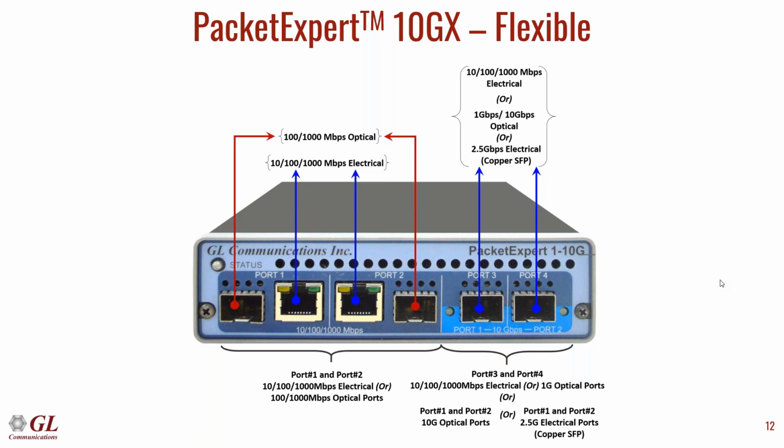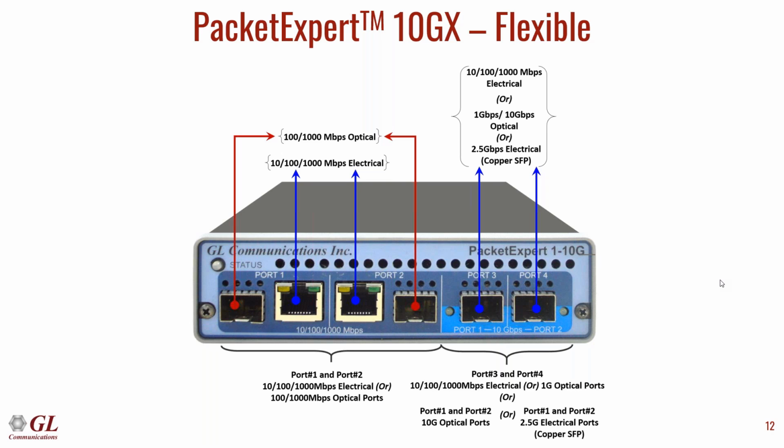So if you see this, we have a single device that supports 4 ports. Out of which 2 ports support both SFP and RJ45 interfaces, and the other 2 ports support the SFP interfaces. All these 4 ports are capable of supporting 10, 100, 1000 Mbps speeds. The first 2 ports can be either through an SFP, which supports an optical interface, or an RJ45 interface. And the last 2 ports are SFP based ports.